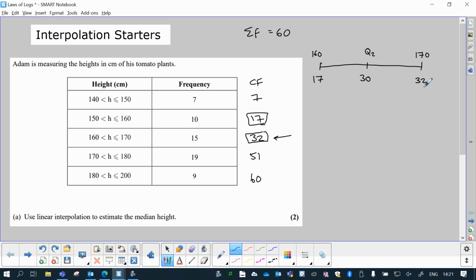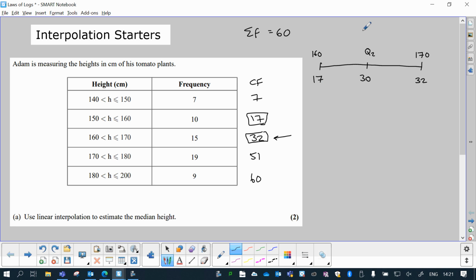170, right? Because 30 is closer to 32 than it is to 17, so we're thinking the median is probably going to be closer to 170. Now, once you've got that line set up, it's all about a proportion calculation. And this is where you might see it done one way, you might see it done another way, but the calculation is basically the same.